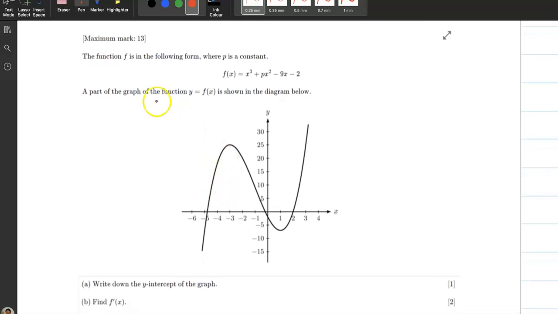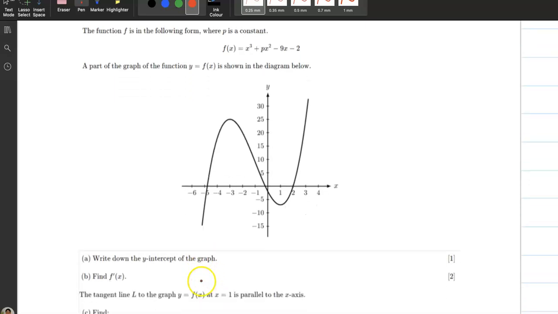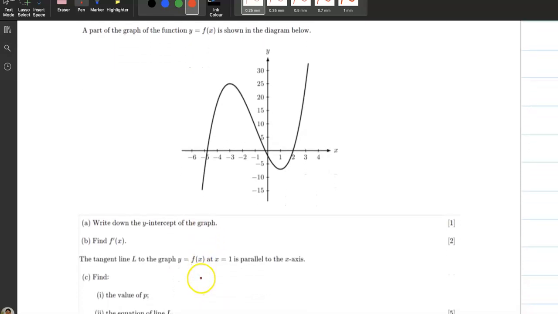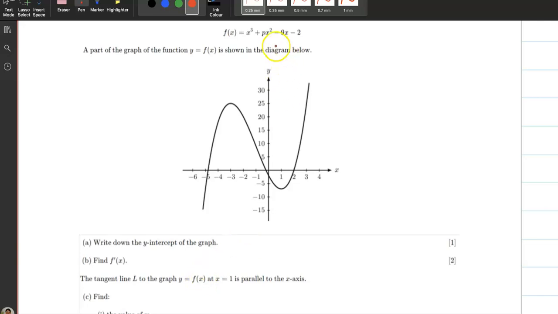See, look. The function f, 13 mark question, now this is a long question. The function f in the following form has been given. f(x) is equal to x cube plus px square minus 9x minus 2. The graph is given over here. Correct? Write down the y-intercept. How do you find out the y-intercept? But we don't know p, no? So we won't be able to put on calculator.